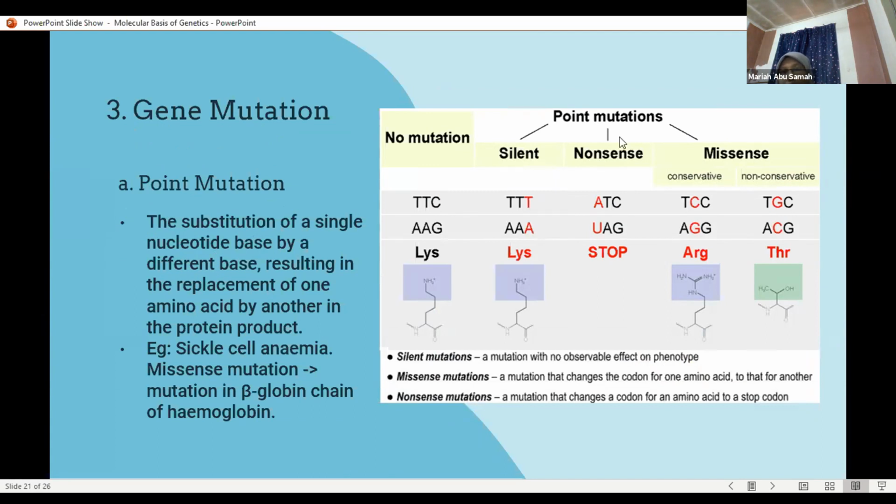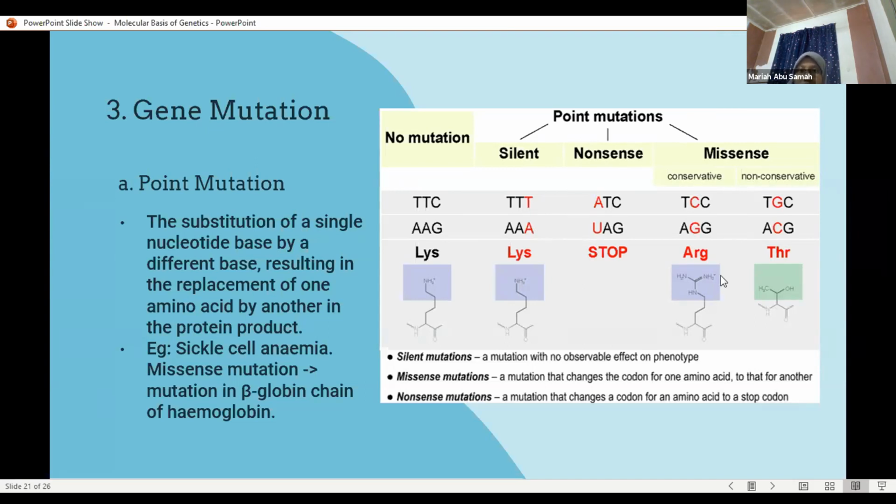There are 3 types of point mutations. The first one is silent. In silent mutation, the base is changed, but the amino acid is not changed. In missense mutation, the base is changed and the amino acid is also changed. But there are 2 more types of missense mutation, which are conservative and non-conservative.